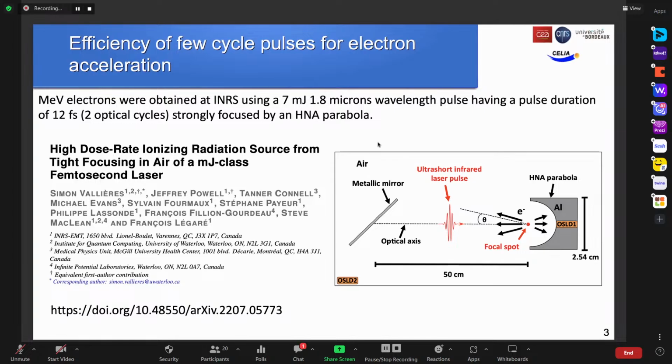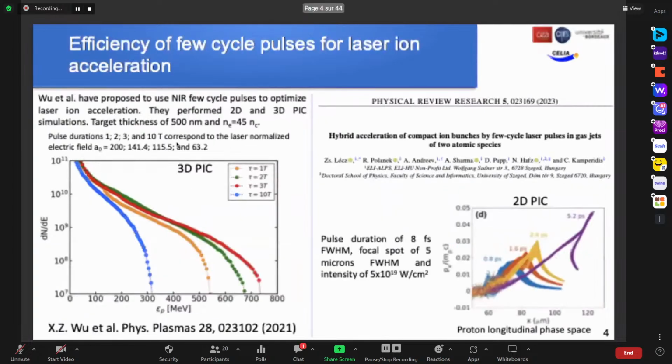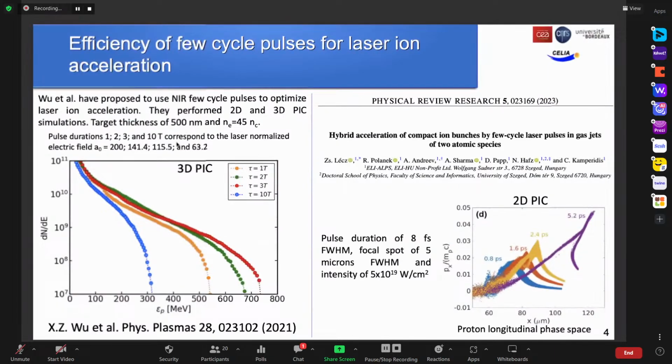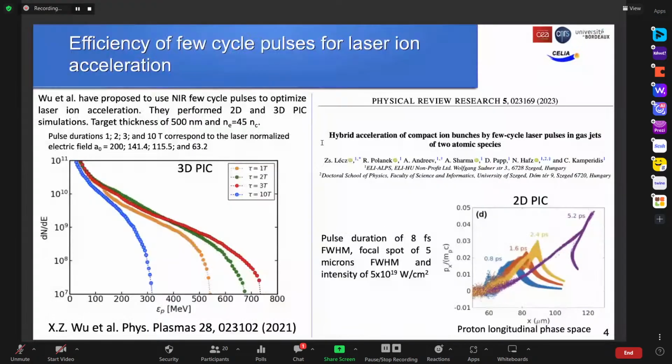And about the interaction of few-cycle pulses, this time for laser ion acceleration, there were also publications in recent years. I just took 2 of them. On the left, you have some 3D particle-in-cell simulation results from Wu et al., which were published in POP in 2021, where you have the proton spectra. The different colors correspond to different pulse durations, and the laser energy is kept constant.